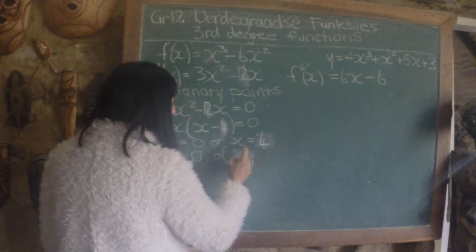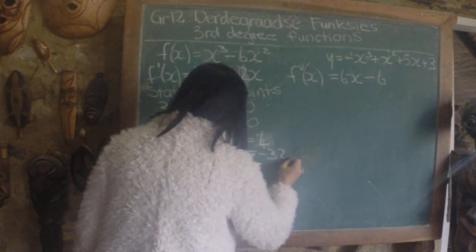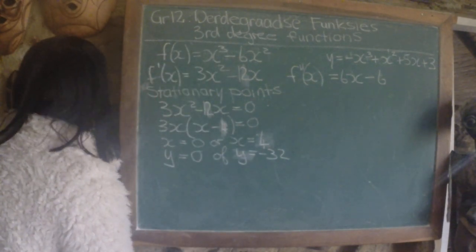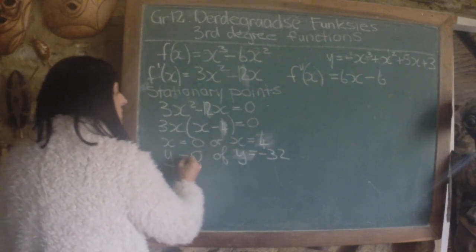The y value, we're going to get minus 32. Okay, now we've got the two stationary points, and they're turning points because there's two of them.